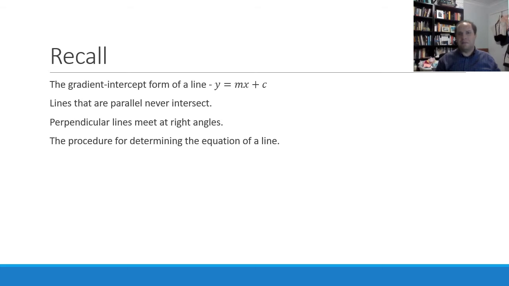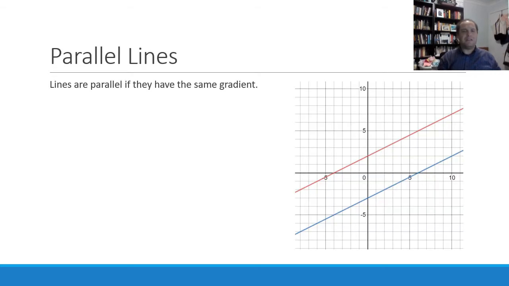Some other things that are important to remember: parallel lines never meet. They never intersect. That's what parallel means. Perpendicular means that lines meet at right angles. And finally, from our last lesson, you'll have to also remember how to determine the equation of a line following those 4 key steps.